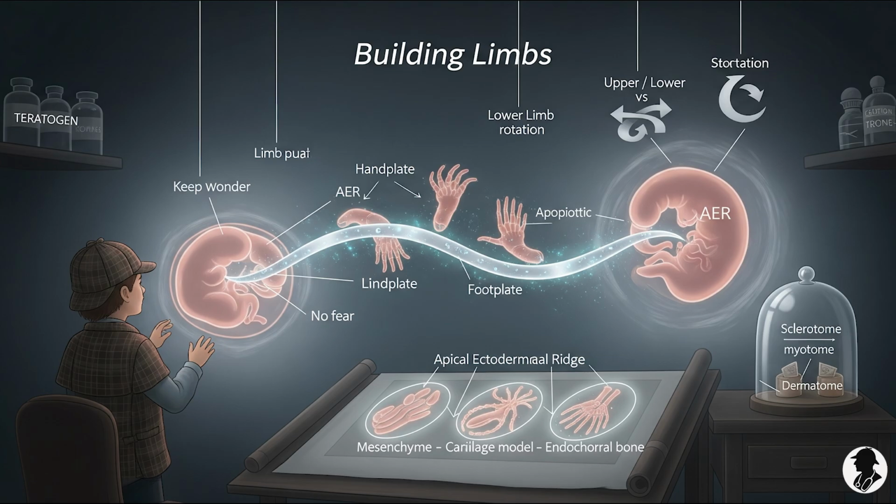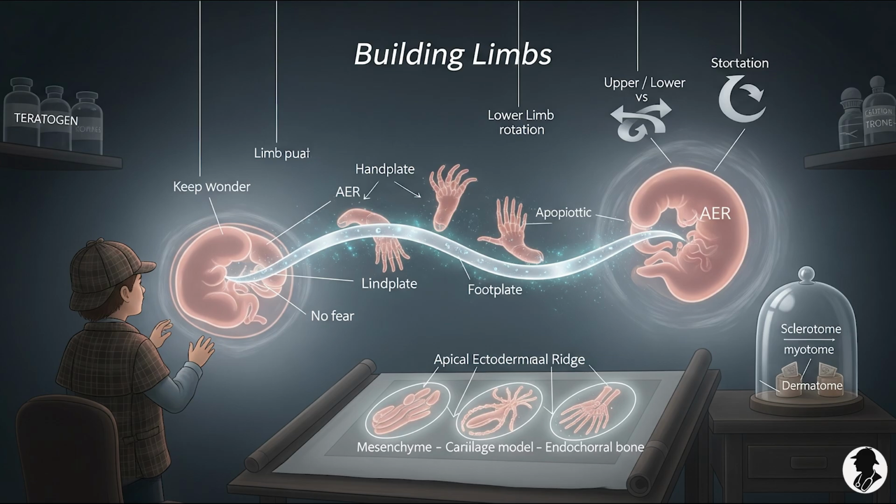The AER, at the tip of each digital ray, induces the formation of the mesenchymal primordia for the phalanges. Then, crucially, apoptosis, programmed cell death, occurs in the intervening mesenchyme. Apoptosis. This forms the notches between the digital rays, ultimately separating the digits by the end of week 8. It's incredible that such a destructive process is so vital for construction.